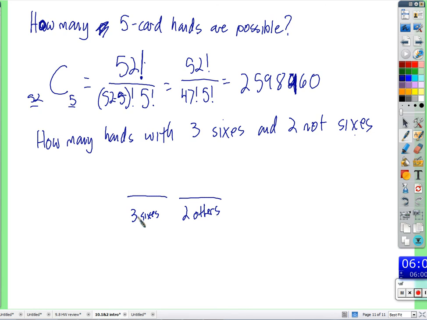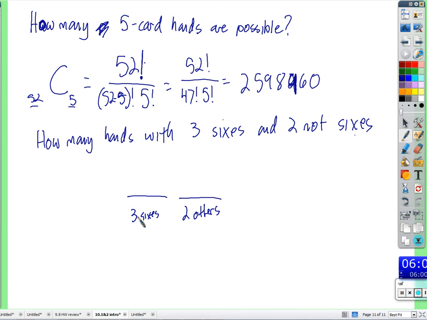So first, let's count the number of ways to get three sixes. I could get the six of hearts, the six of clubs, and the six of diamonds. That's one way. And then, ignoring the other part, just talking about the sixes, we could leave one of the suits out and get the six of diamonds, six of clubs, six of spades. Now the six of hearts, six of diamonds, six of clubs. We put together all the different combinations of three sixes. How do we count all the different ways you can put three of the sixes together?